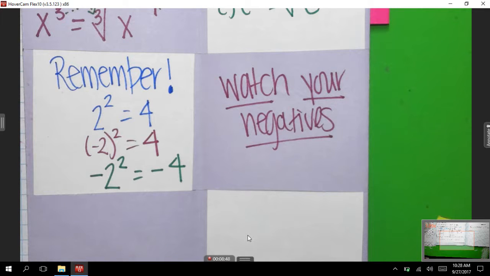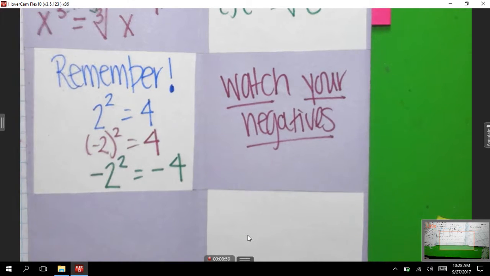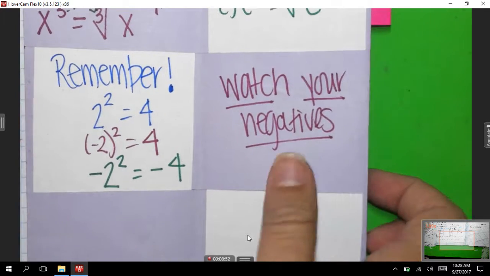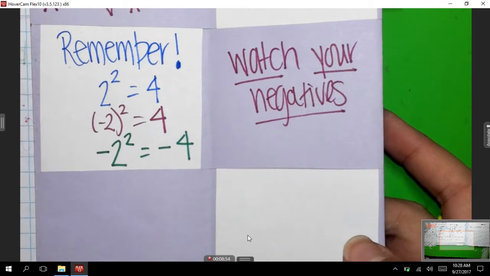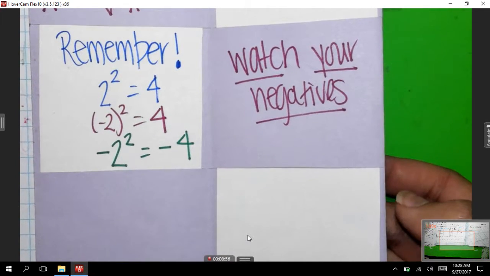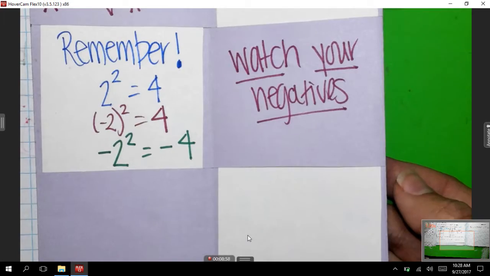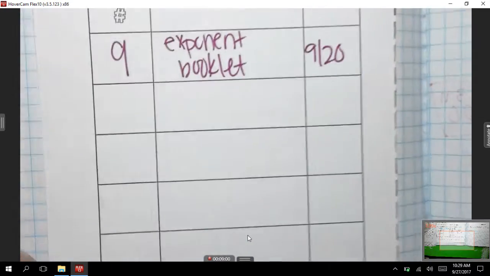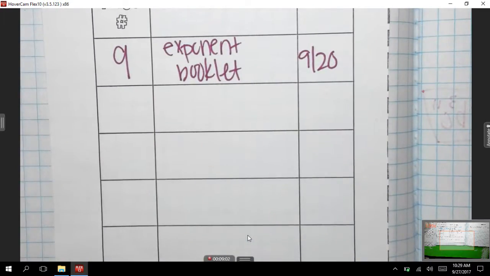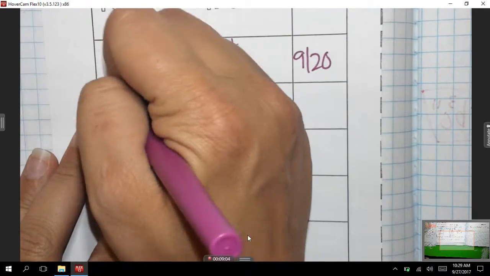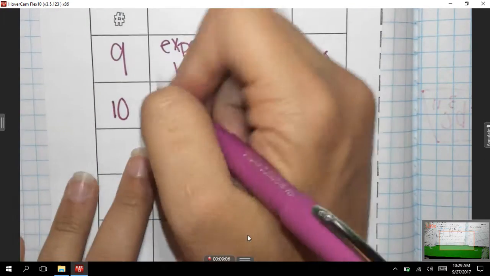Okay, so now what we're going to do is we're going to work on building our study guide, and then you're going to work on it. Tomorrow we're going to have a review activity, Friday test. Aren't we excited? That's why he wants to die. So, over here on your table of contents, underneath page 9, I want you to write page 10. And I want you to write exponent study guide.